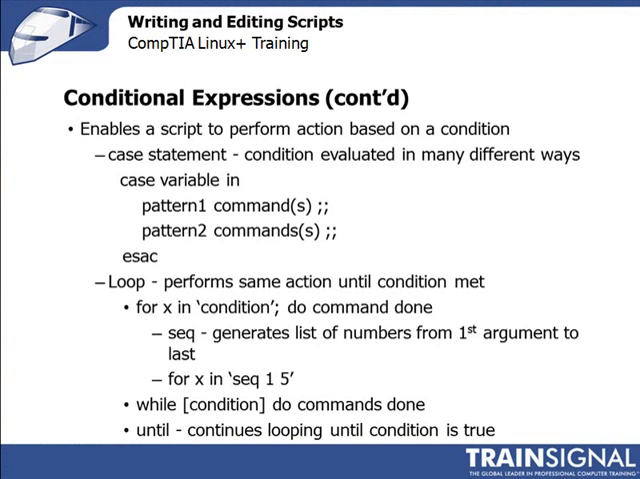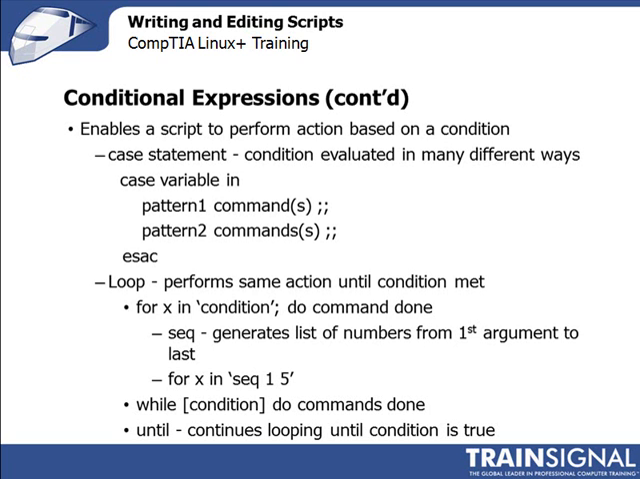The next conditional expression is a loop, which performs the same action until a certain condition is met. The syntax is: for space x in condition in single quotes, semicolon, and do, followed by command, followed by done. The seq command is often used with for loops.